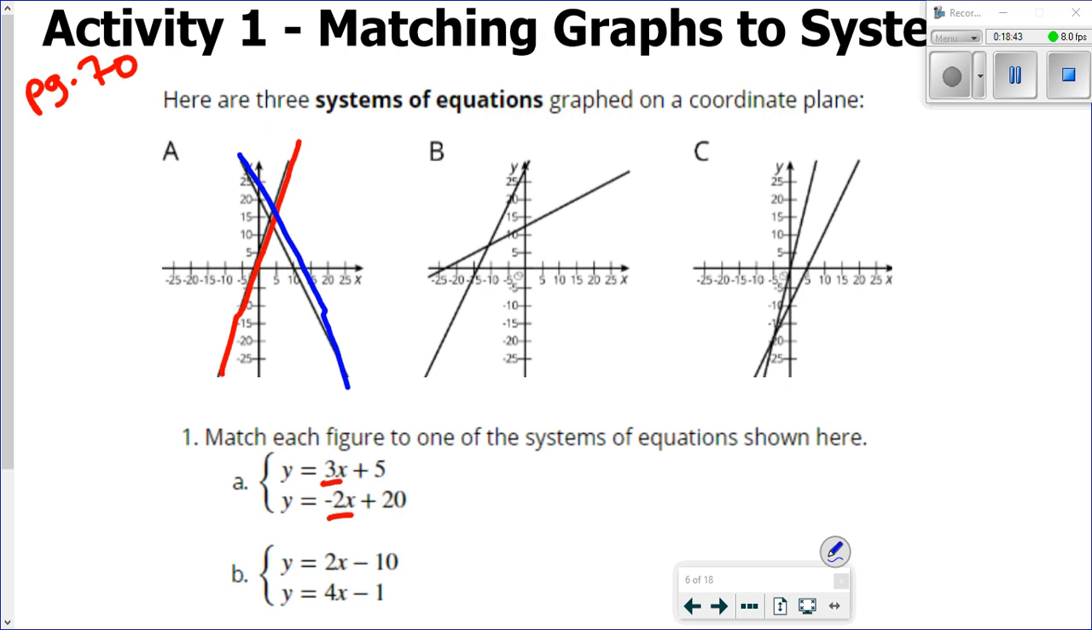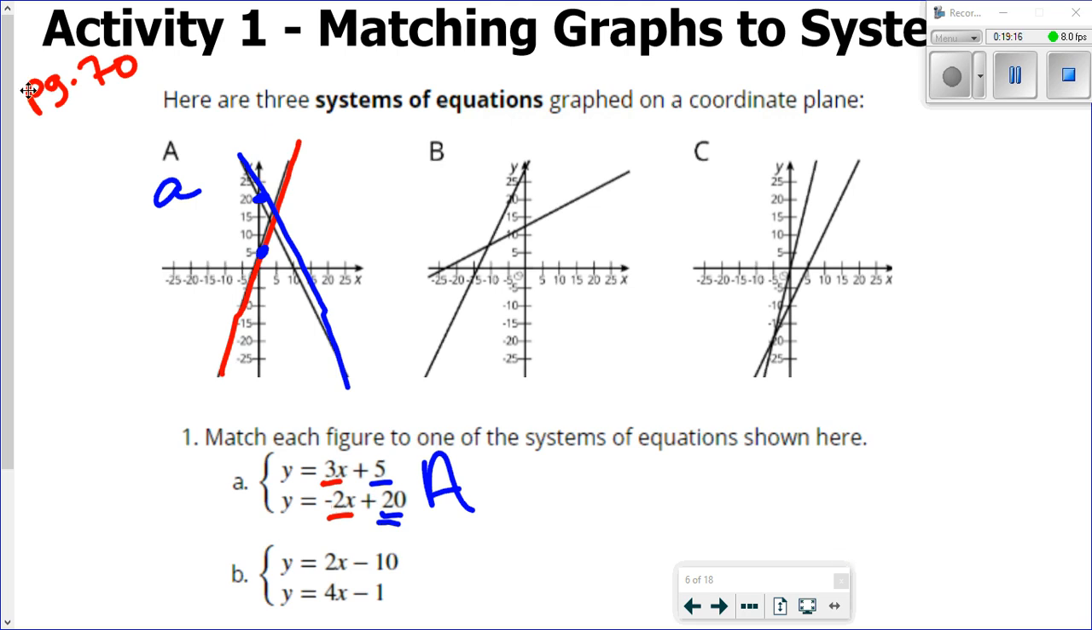I can also further confirm that graph A should match with system A by looking at our vertical intercepts, or our y-intercepts. This y-intercept is at 5 for my positive slope. Notice the y-intercept is at 5 for my positive slope. This y-intercept is at 20 for my negative slope, and notice the y-intercept is at 20 for our negative slope. So I can match A with A. Let's take a look at system B.